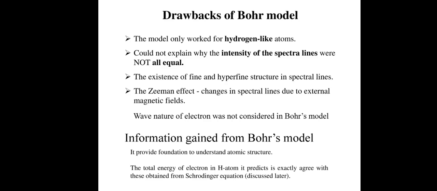Bohr's theory was also unable to explain the splitting of spectral lines in the presence of a magnetic field, which we call the Zeeman effect, or an electric field, that is the Stark effect. It could not explain the ability of atoms to form molecules by chemical bonds.